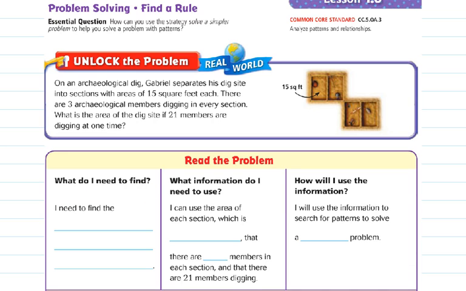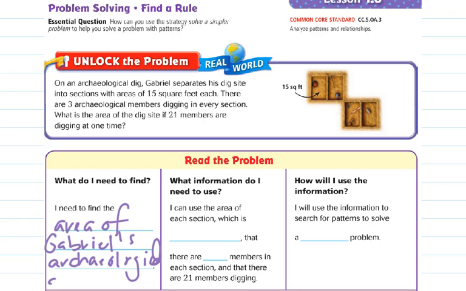What do I need to find? I need to find the area of Gabriel's archaeological dig site. Next, what information do I need to use? I can use the area of each section, which is 15 square feet, that there are 3 members in each section, and that there are 21 members digging. How will I use the information? I will use the information to search for patterns to solve a simpler problem.